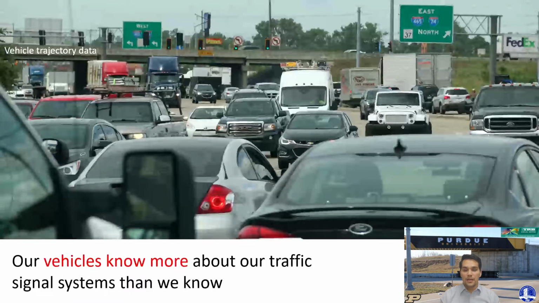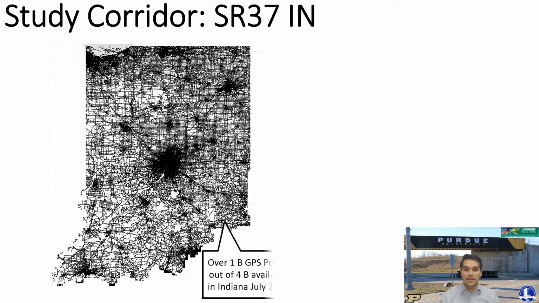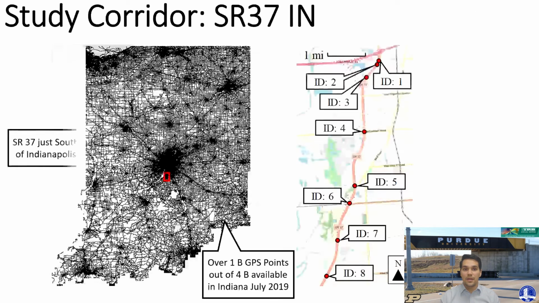In contrast, with the increasing popularity of connected and autonomous vehicles, billions of vehicle trajectory points are generated each month in the United States. With this high volume of data, we can state that our vehicles know more about our traffic signal systems than we do. This is why we're proposing to use high-fidelity vehicle trajectory data to calculate performance measures. The location of this study is an 8 intersection segment of State Route 37 that's located south of Indianapolis.